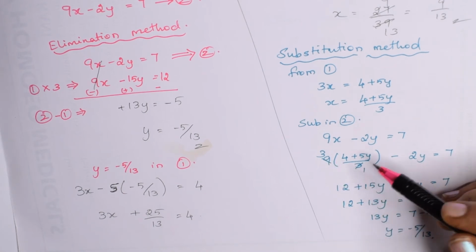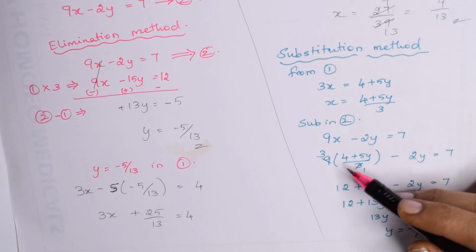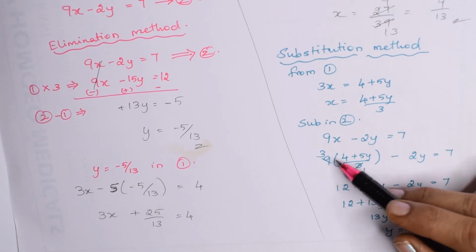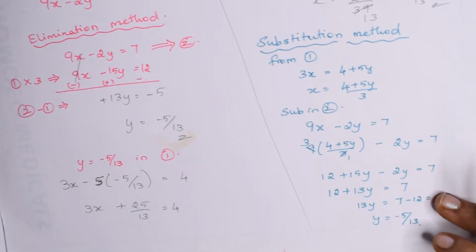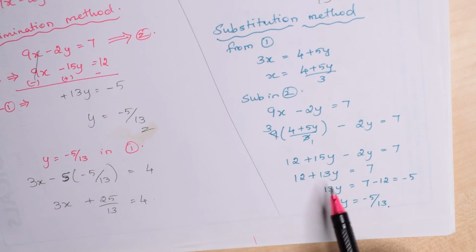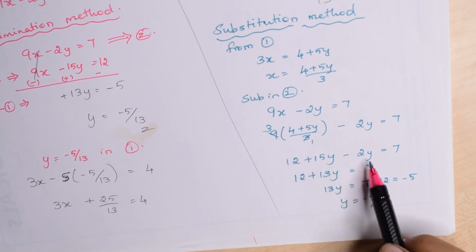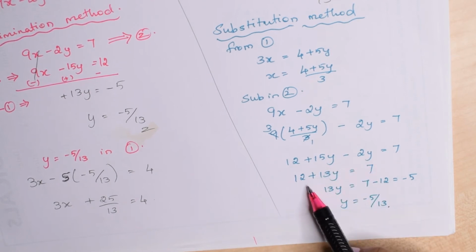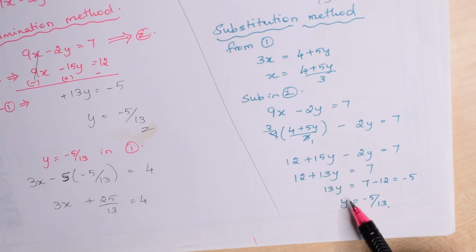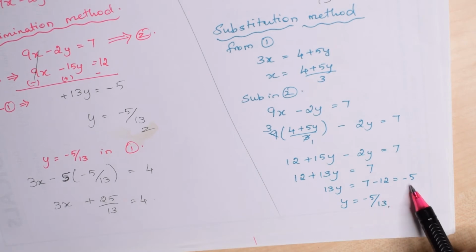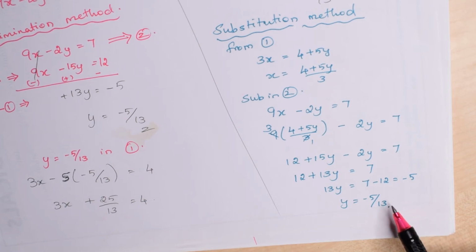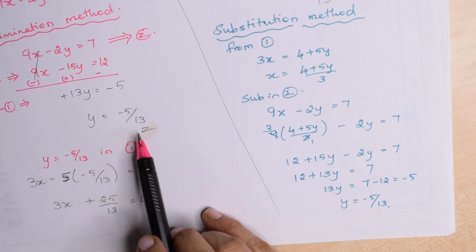3 and 3 get cancelled, and the equation becomes 3 into 4 is 12, 3 into 5 is 15y, minus 2y is equal to 7. When I subtract, here I have a plus number and a minus number, so I am subtracting: 12 plus 13y is equal to 7. 13y is equal to 7 minus 12, so it is minus 5. Y's value is equal to minus 5 by 13.